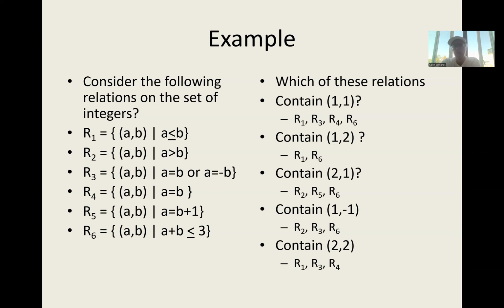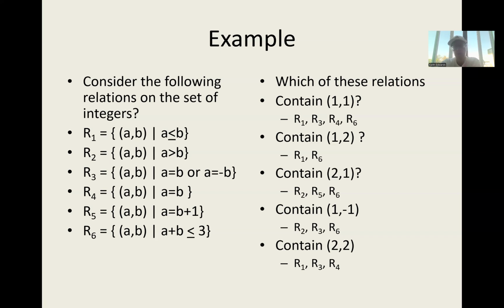Which one of these relations contain 1, 1? Well, R1, obviously, because 1 is less than or equal to 1. R2 does not, because 1 is not greater than 1. R3, A is equal to B. Obviously, 1 is equal to 1. R4, 1 is equal to 1. And R6, 1 plus 1 is less than 3.